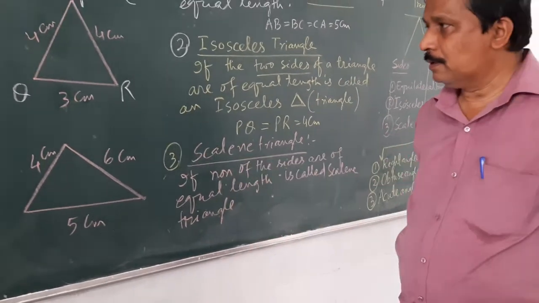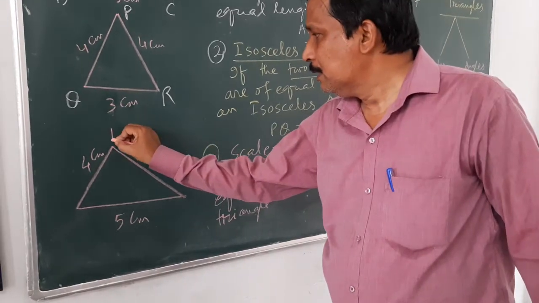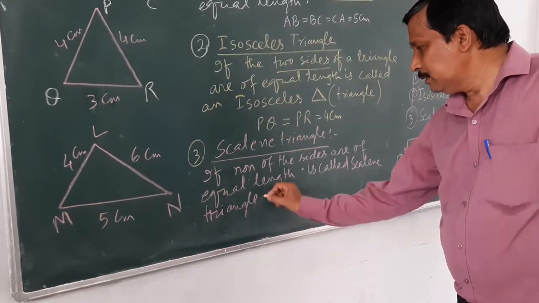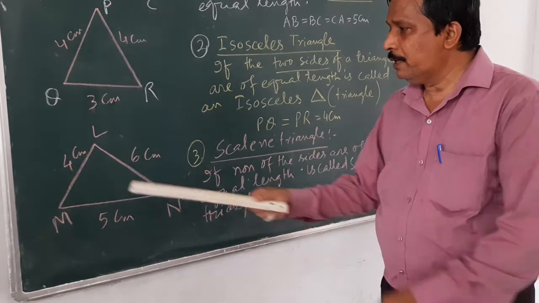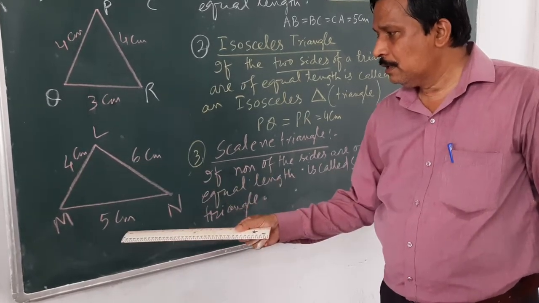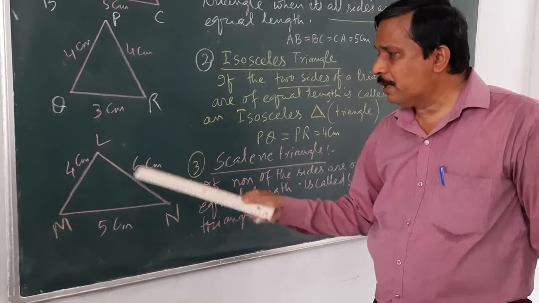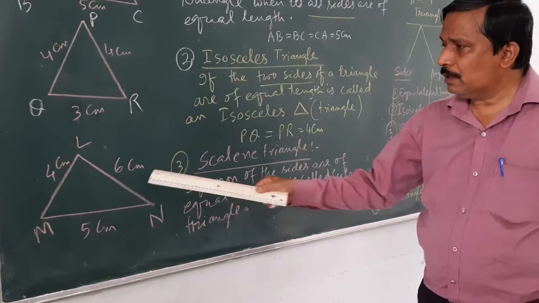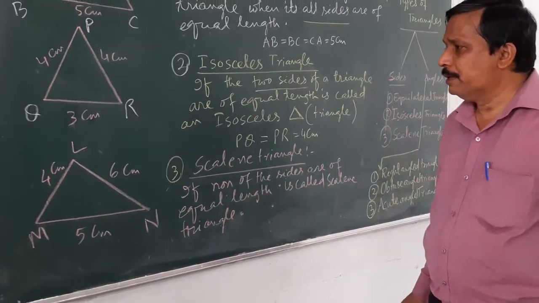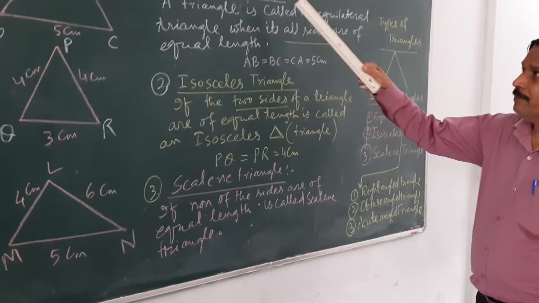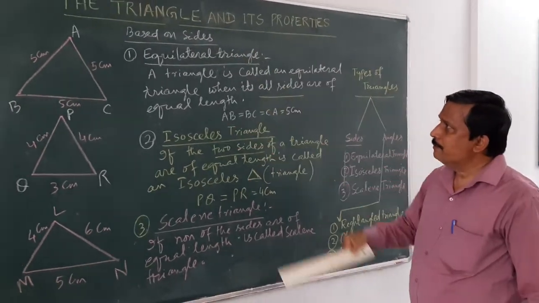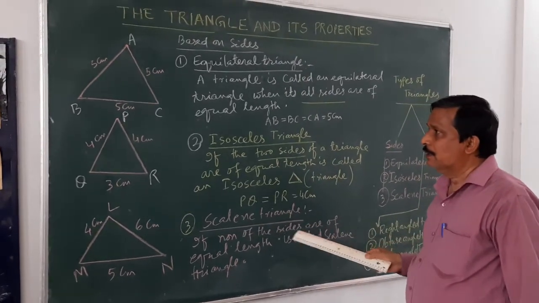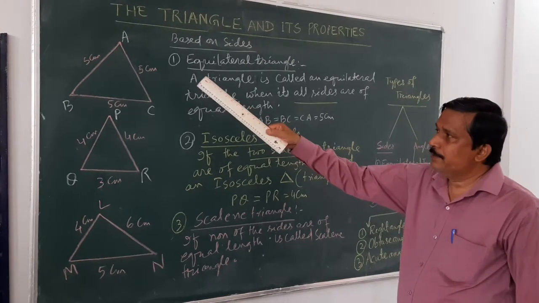You see here in this figure, suppose you name it as L, M, N. So there is no similarity between any sides. Suppose this is 4, this is 6, this is 5. So none of these sides are of equal length. They are different, every side is of different length. So it is called a scalene triangle. So according to sides, these three types are equilateral triangle, isosceles triangle, and scalene triangle. And these are the figures, and you can give different names.